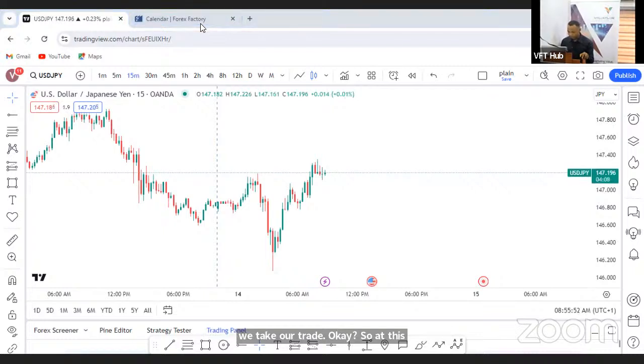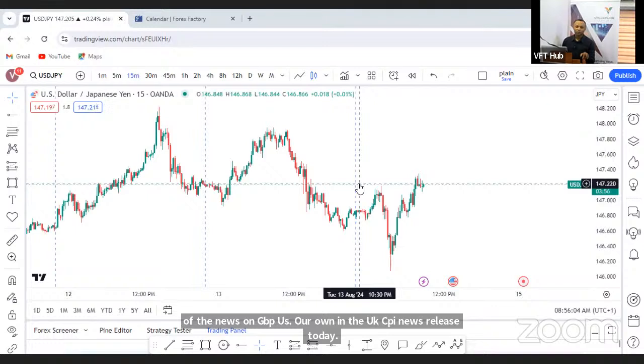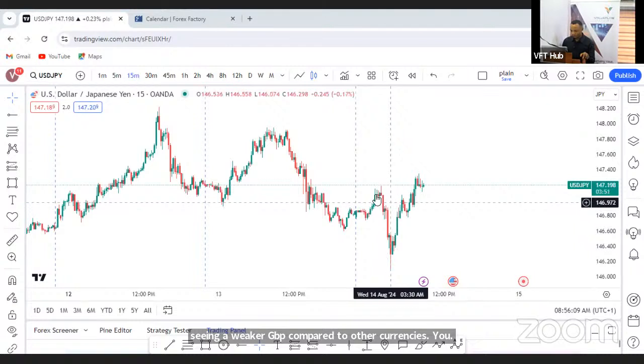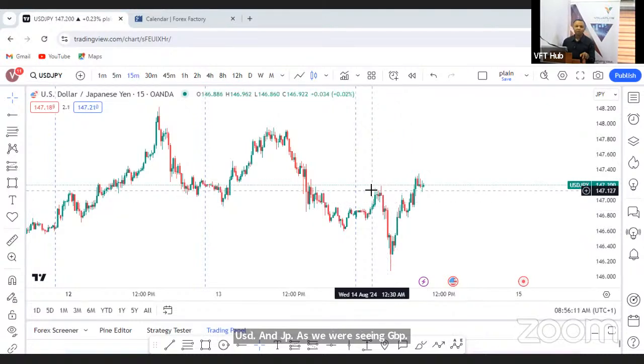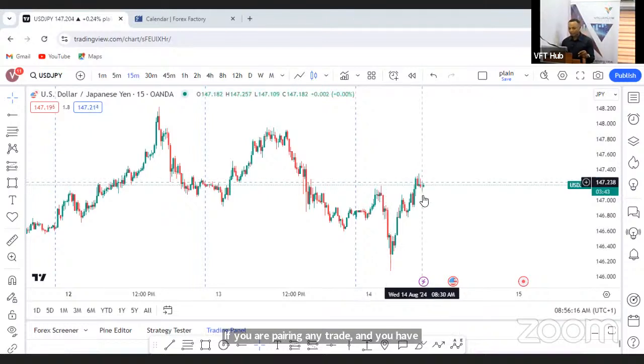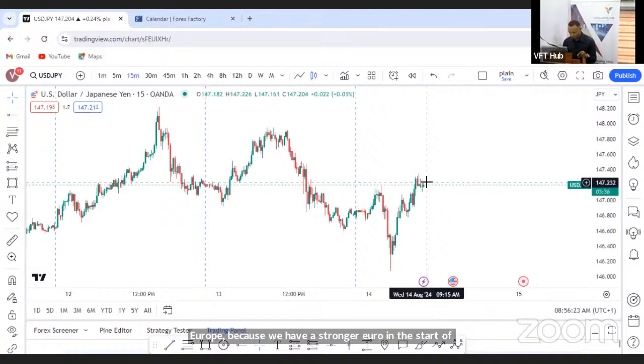Someone says, can we check sentiment on GU? Yes, I already explained that. Because of the news release on GBP in the UK, the CPI news release today, we are seeing a weaker GBP compared to other currencies: Euro, USD, and JPY. So if you are pairing any trade and you have GBP and Euro side by side, I would rather take a Euro, because we have a stronger Euro at the start of the London session compared to GBP. Okay, so I hope that question has been answered.